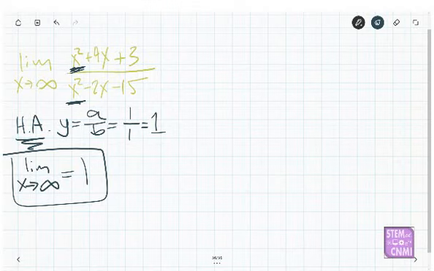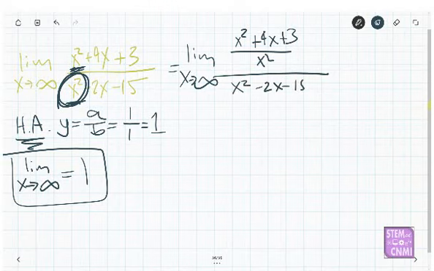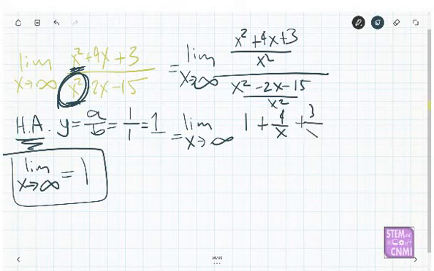Let's confirm this by using our analytical methods, which means dividing both the numerator and the denominator by the highest power of x from the denominator. The highest power of x from the denominator is x squared. So this becomes the limit as x approaches infinity of x squared plus 4x plus 3 over x squared, all over x squared minus 2x minus 15 over x squared. So let's proceed to simplify: 1 plus 4 over x plus 3 over x squared, all over 1 minus 2 over x minus 15 over x squared.